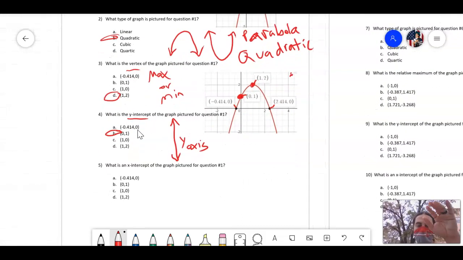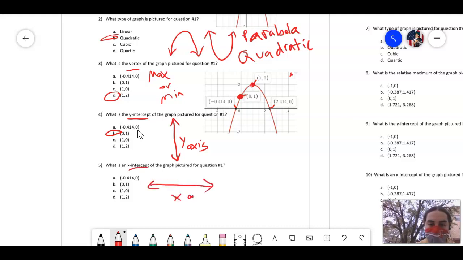And then last but not least for this graph, x-intercept. So remember, left and right, that's the x-axis, okay? Now if you look at this, the x-axis from left to right, it crosses twice. So I'm just giving you an x-intercept, one of them, right? So it's either this one or this one. So which answer choice is one of these two right here?